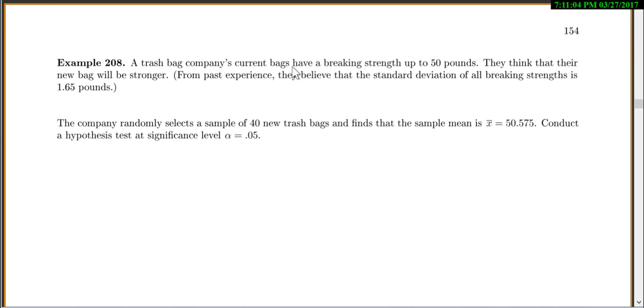So a trash bag company's current bags have a mean breaking strength of 50 pounds. They think that their new bag will be stronger. Now, from past experience, they believe that the standard deviation of all the breaking strengths is 1.65 pounds. So that means that sigma equals 1.65. And because it's the population standard deviation, we'll use Z things instead of, say, T.